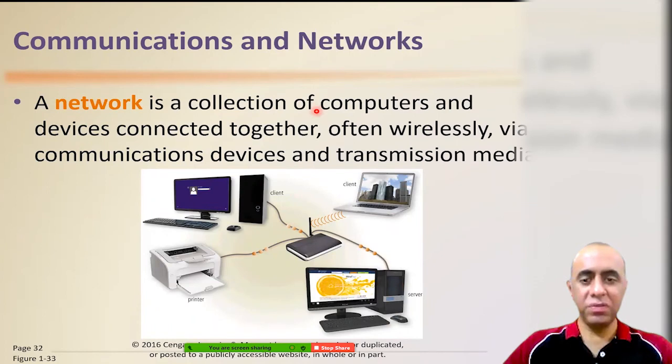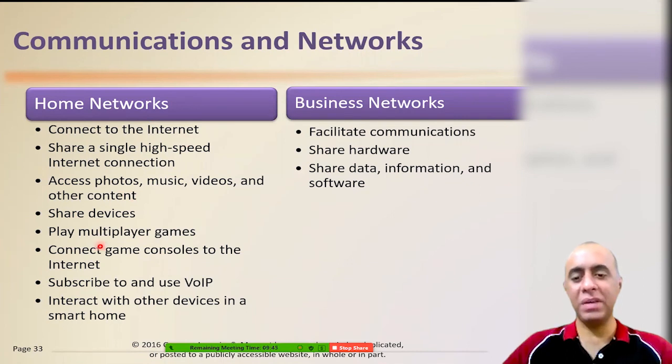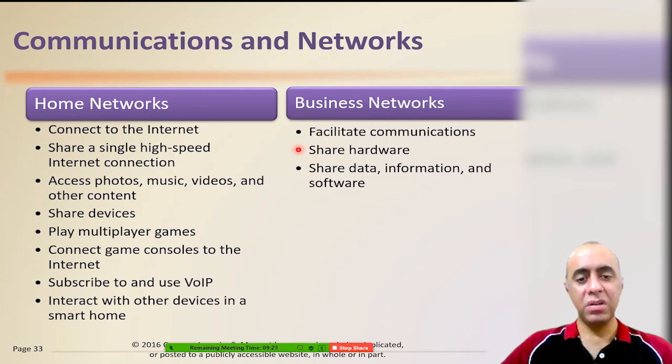A network is a collection of computers and devices connected together wirelessly or using wired media. There are different types of networks, like home networks and business networks, and there are different objectives to each of these. On home networks, you play multiplayer games. On business networks, you are more interested in sharing data, or even hardware, like sharing a printer amongst your colleagues. So 10 employees are using the same printer, 10 people are sending prints to the same printer over the network, and one after the other their prints come out.